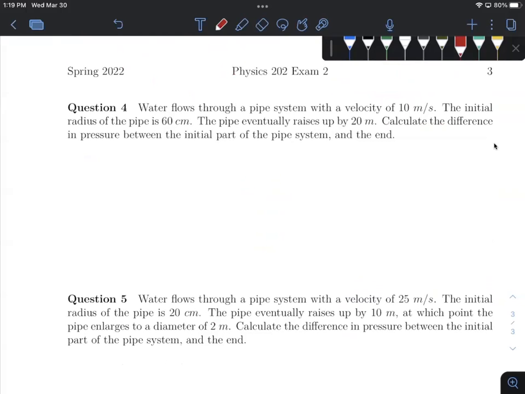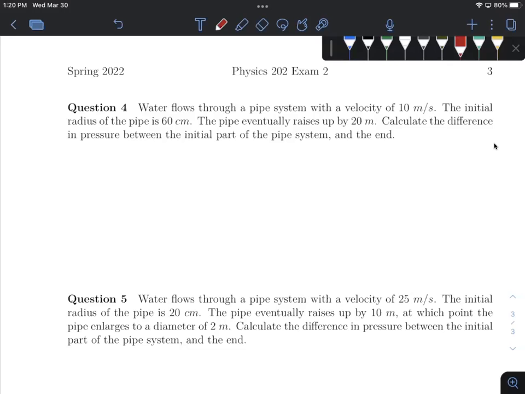All right, number 4. Number 4, we have a pipe system. Water is flowing through a pipe with a velocity of 10 meters per second. The pipe has an initial radius of 60 centimeters. The pipe eventually raises up by 20 meters. Calculate the difference in pressure between the initial part of the pipe system and the end. All right, well, this sounds like Bernoulli. You have water flowing through a pipe. The pipe can either move up and down or it can change size, and we want to know about the pressure.